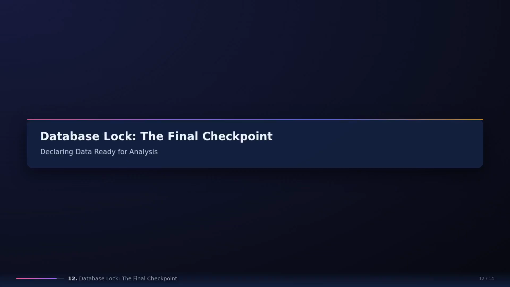Database lock is the milestone when the clinical database is declared complete and accurate, and all modifications are permanently closed. Before lock, a rigorous checklist is completed. All queries must be resolved, all data discrepancies addressed, and all external data reconciled. The data manager certifies that cleaning procedures were followed.